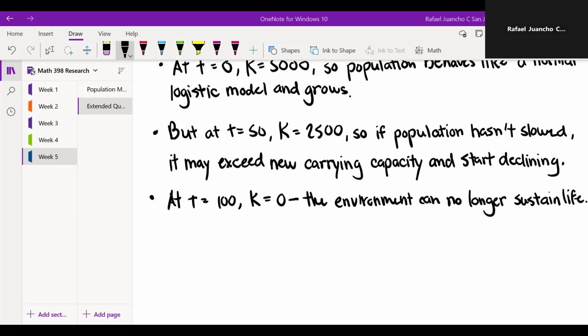So personally, I can't solve this using separable differential equations. So I think the best way to do this, I could do Euler's method, or something else, or just plot it in Desmos or Python. So I could do that.